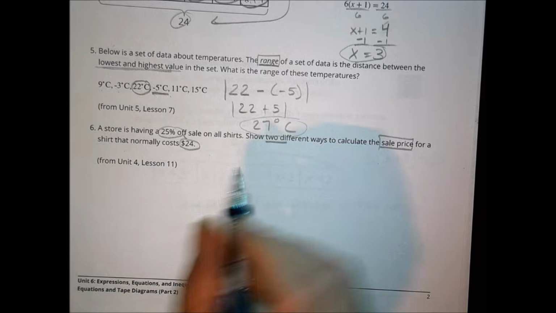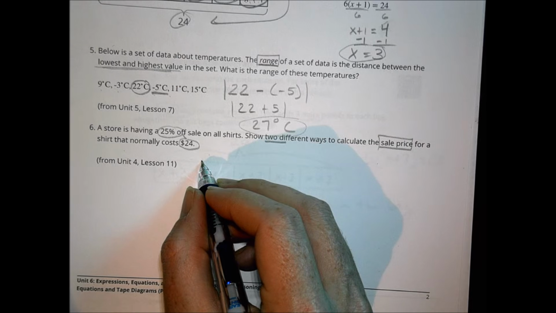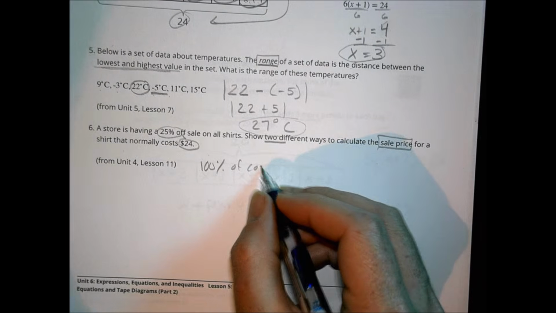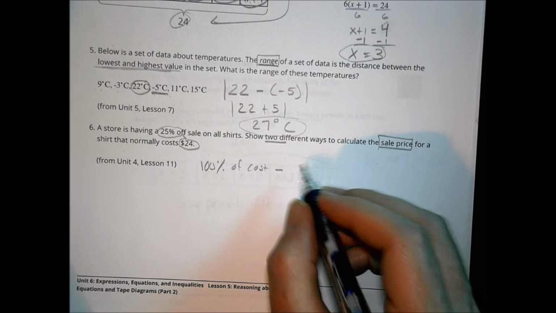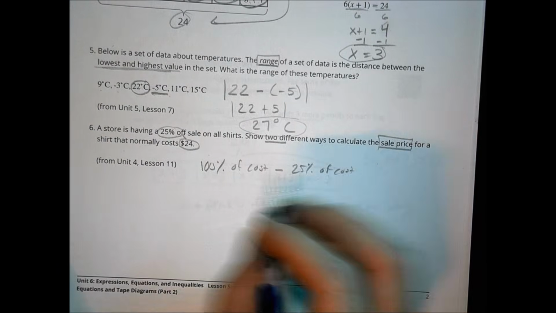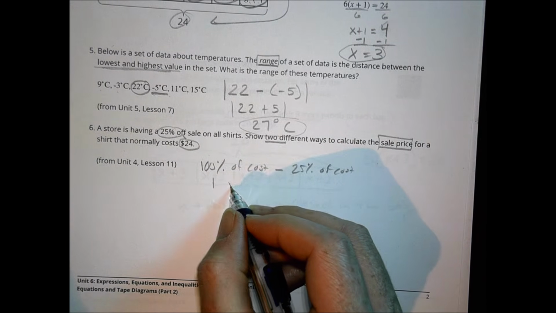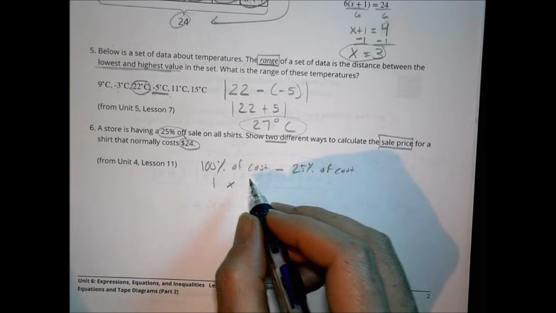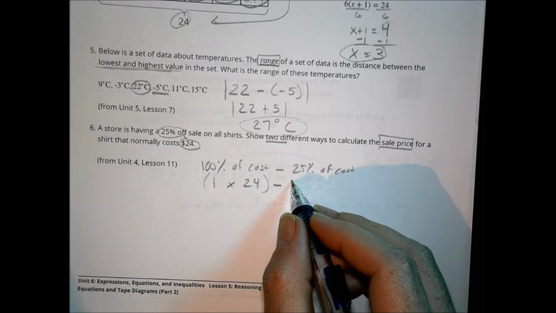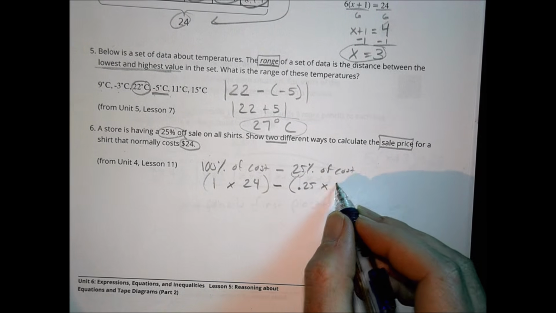The first way we tended to do it when we went over this lesson is we would say, let's do 100% of the cost, and we would subtract from that 25% of the cost of the shirt. So 100% as a decimal is written as 1, of becomes times, and the cost in this case was $24 to start with. Then we subtracted from that 25%, which as a decimal became 0.25 of the cost for the other part.